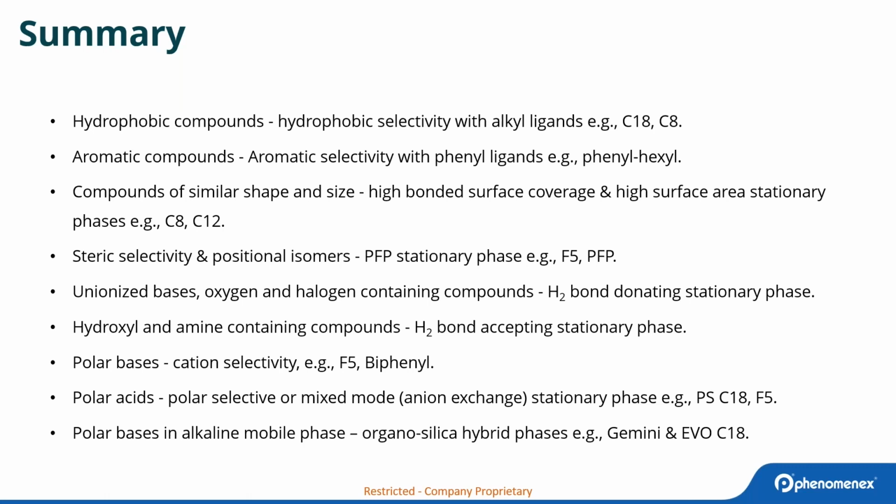And then for polar bases and alkaline mobile phases, you can use a high pH mobile phase. You would need an organosilica hybrid like a Gemini or an Evo if you're looking at our different phases, although there are a number of organosilica or hybrid columns out there.